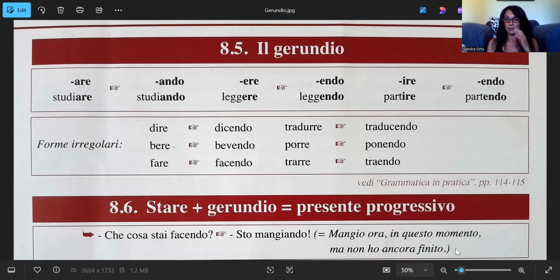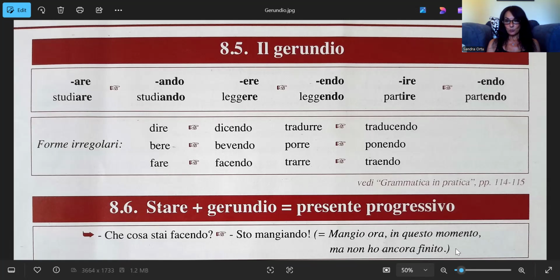What are you doing now? I am reading. I am watching TV. I am relaxing, I am cooking. So, che cosa stai facendo? Sto leggendo, sto cucinando, sto riposando.